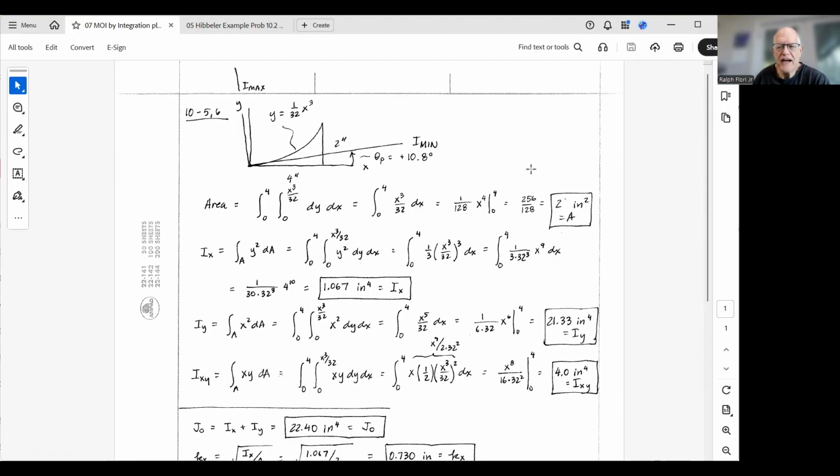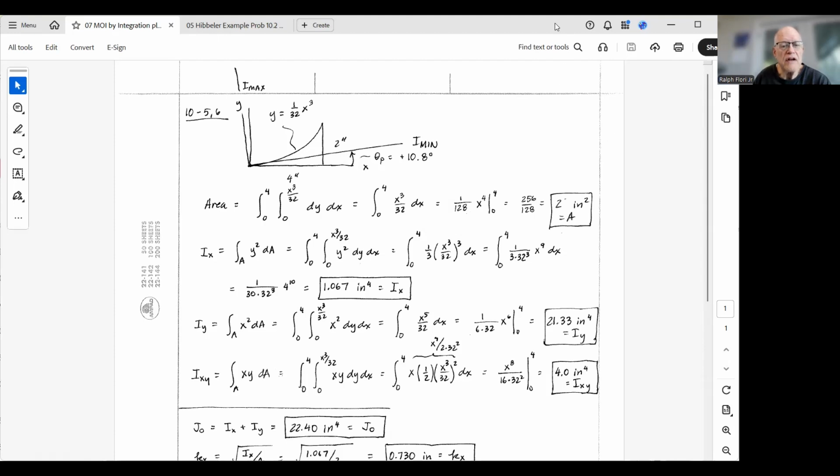Again, this is looking ahead. We haven't done these equations yet, but we're finding Ix, Iy, and Ixy, and I just wanted to show you how to use those to get these principal values and the principal orientation.